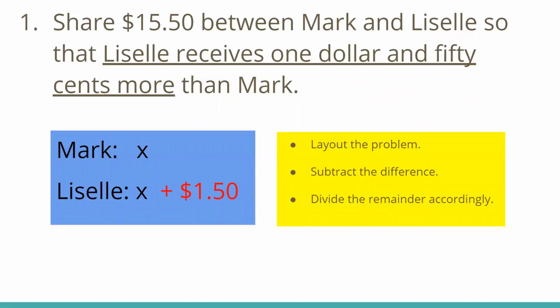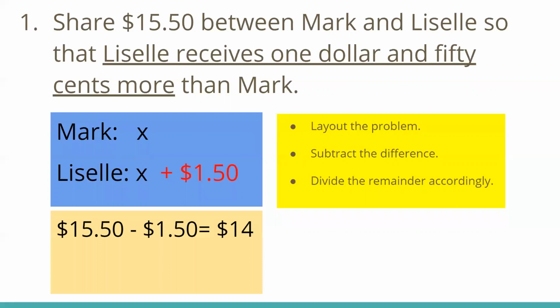Now, the problem stated that Lisselle received $1.50 more than Mark. So we also want to represent that information using our number sentences. So while Mark has X dollars, Lisselle has X plus an additional $1.50. So great, we're finished laying out our problem. Mark has X dollars, while Lisselle has X plus an additional $1.50.